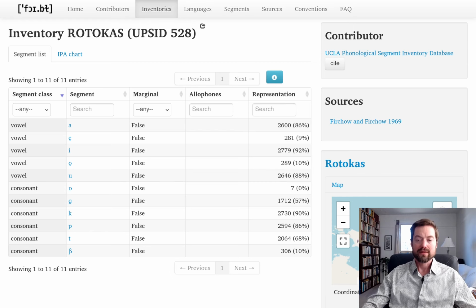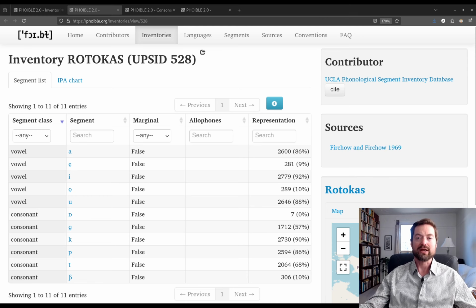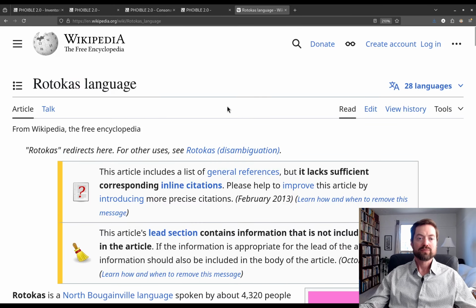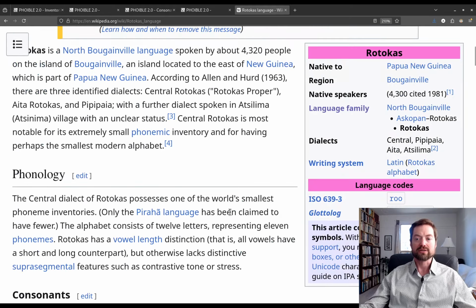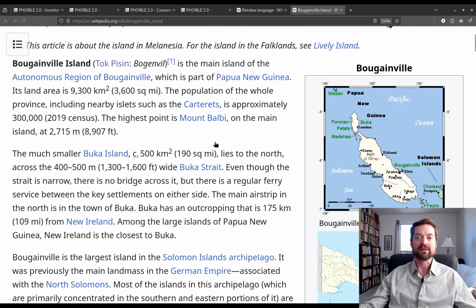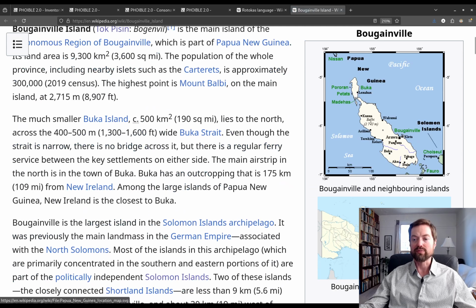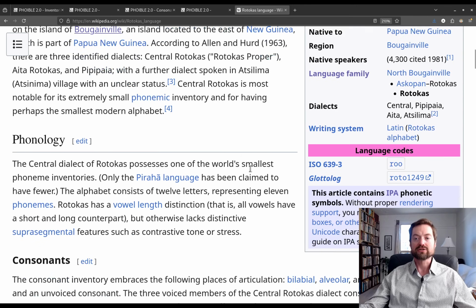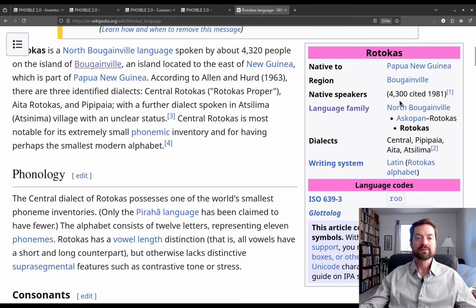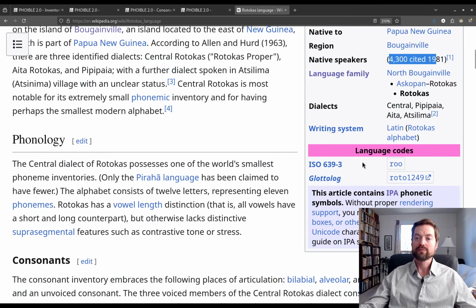So let's take a look. We can get further information about this. We can look up the Rotokas language here. We see that it's on Bougainville Island, which is an island off the coast of Papua New Guinea. And this language is part of the country of Papua New Guinea. You can see it has different dialects. Native speakers, about 4,000 in 1981, so it might be a lot lower now. I don't know.